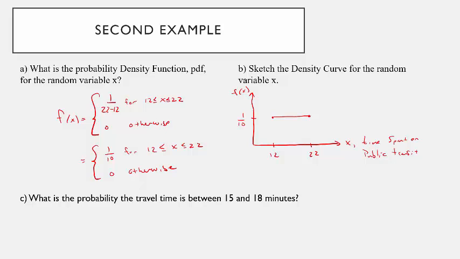So now what is the probability the travel time is between 15 and 18 minutes? Well, go to your curve, shade in the area you're looking for between 15 and 18. So that's a rectangle, right? So the area is the length, which is the distance from 15 to 18, which is 3, times the width, which is this value here, 1 over 10. So 3 times 1 over 10 is 3 tenths. You can even write it as 0.30.